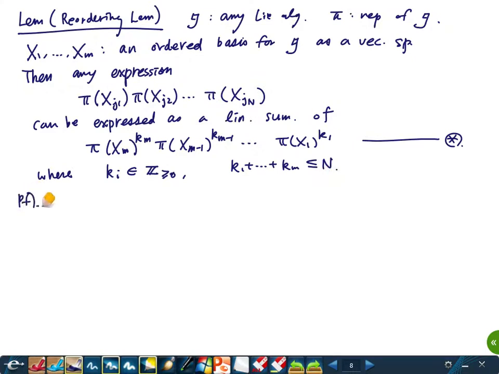Okay, so let's prove this. It's going to be an induction on N. What happens if N equals 1? We have only one factor. Can you write this as a linear sum of these?